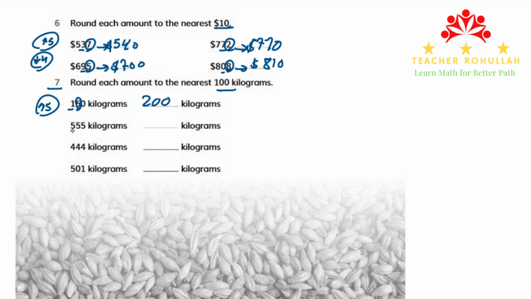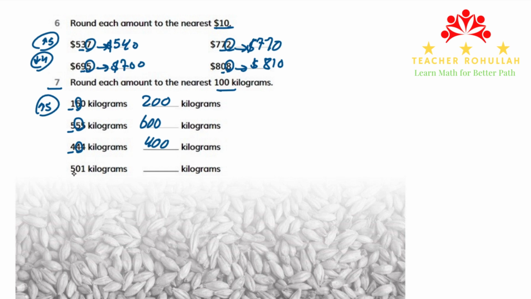We underline the digit in the hundreds place and circle the digit in the tens place. Seeing that the circled digit is 5 or more, again this number rounds up. So the number that we get is 600 kilograms. The third amount is 444 kilograms. So we underline the digit in the hundreds place and circle the digit in the tens place, seeing that the circled digit is 4 or less. So the number rounds down and the rounded number is 400 kilograms.